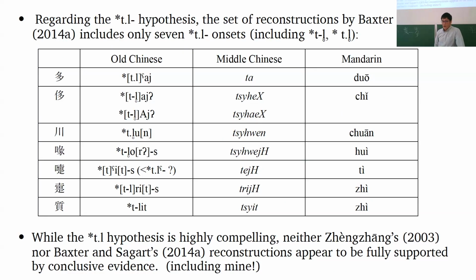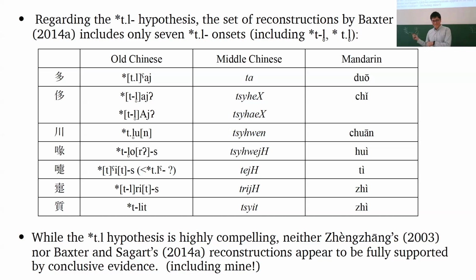Regarding the T.L hypothesis, here is the set of the Baxter and Sagart 2014 reconstruction. We can find only 7 T.L onsets, including T hyphen versus L, T dot hyphen versus L. So only 7. So maybe we can propose another new idea to account for it. Of course, while the T.L hypothesis is highly compelling, neither Zhengzhang's nor Baxter and Sagart's reconstructions appear to be fully supported by conclusive evidence, actually including me.